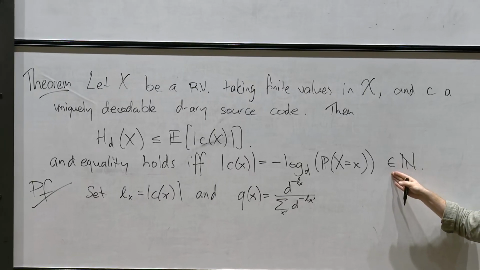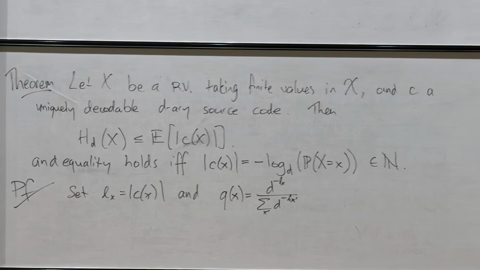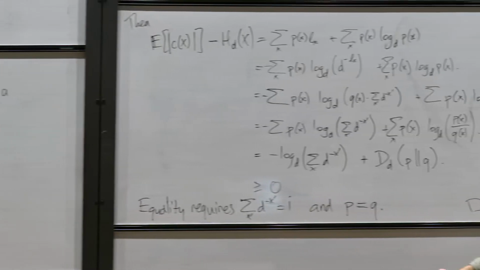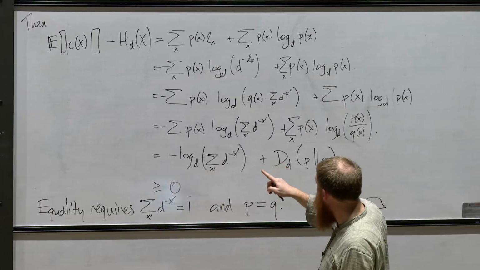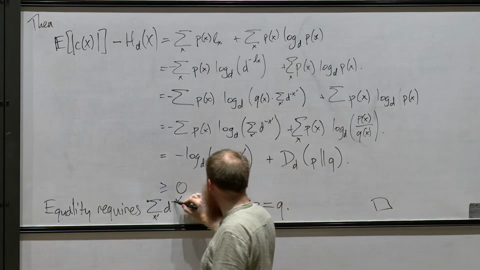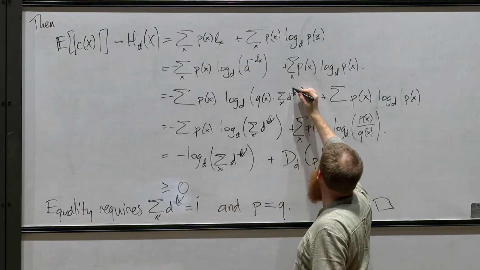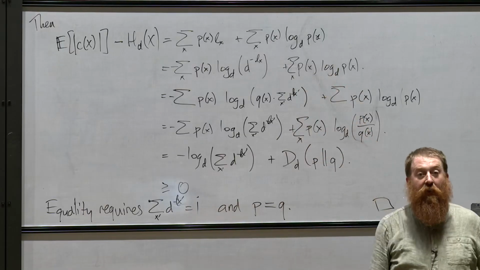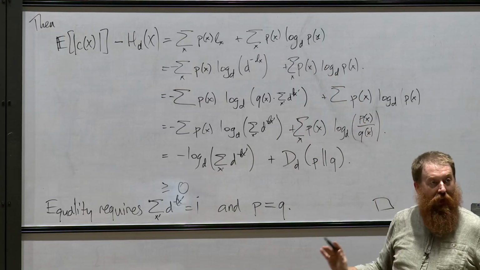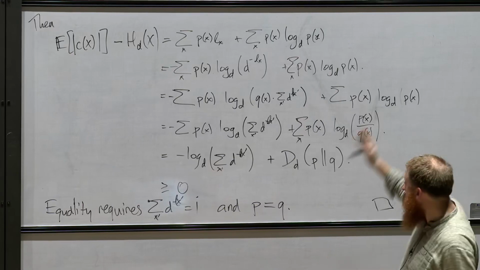Everyone happy? Those are supposed to be Lx primes, right? d to the minus Lx prime instead of, what's that? d to the, yes, L there, and L there, and L there, and L there. You're right, I'm just lazy. Happy? There we are.